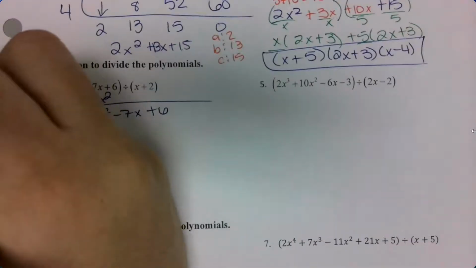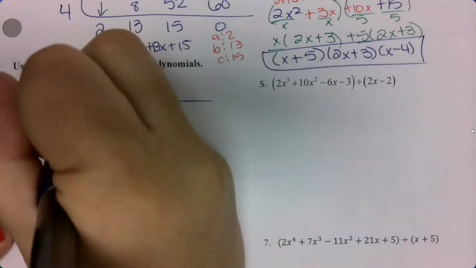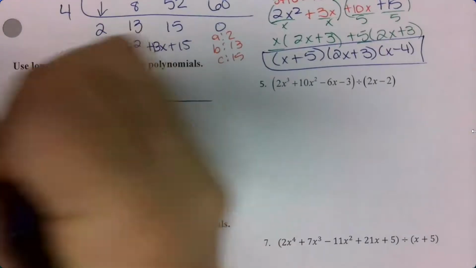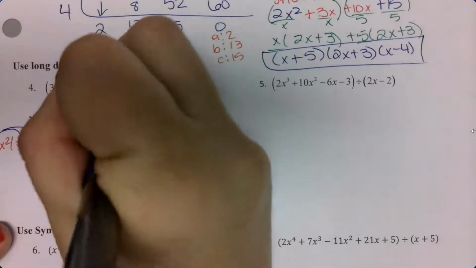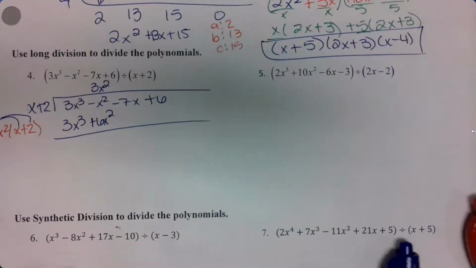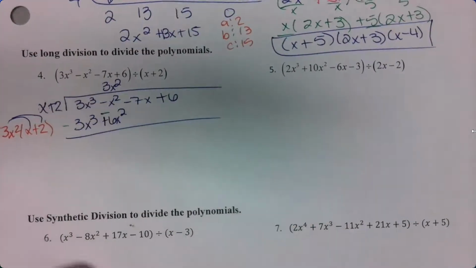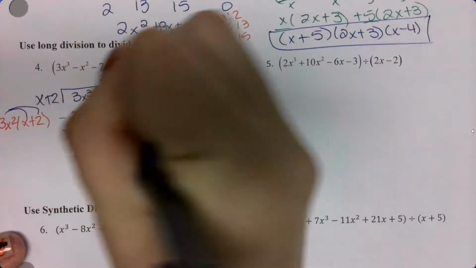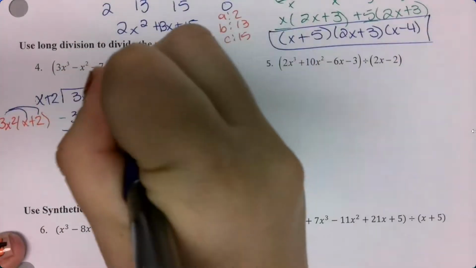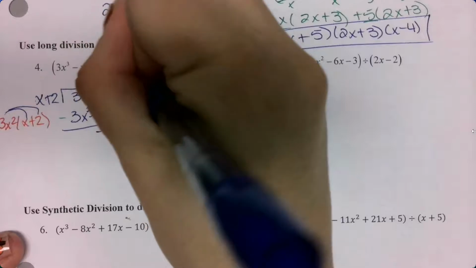So I'll take 3x squared times x plus 2. That is going to give me 3x cubed. So I distribute that. 3x squared times 2 is 6x squared. Then I want to change all of my signs. And I add down. 3x cubed minus 3x cubed is 0. Negative x squared minus 6x squared is negative 7x squared. I bring down my remaining terms. Now I want to turn x into negative 7x squared. I'm going to multiply it by negative 7x.